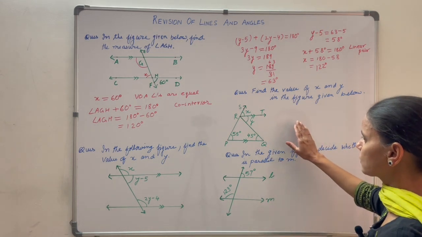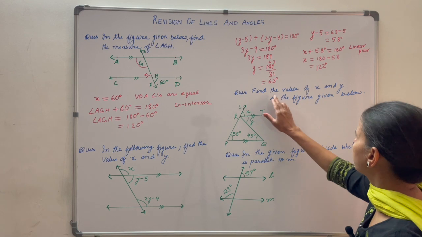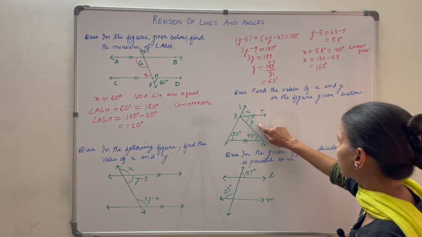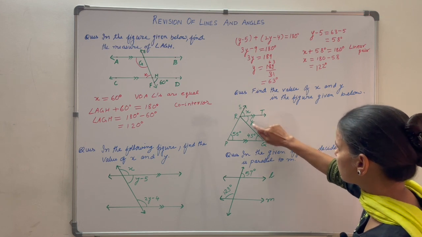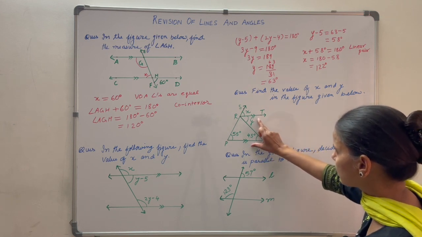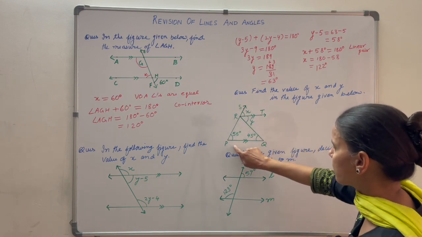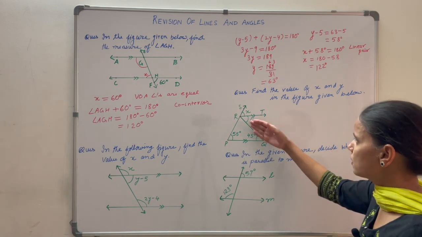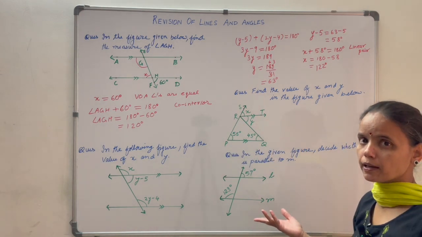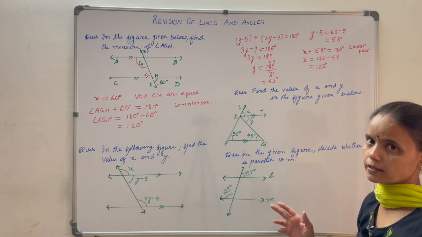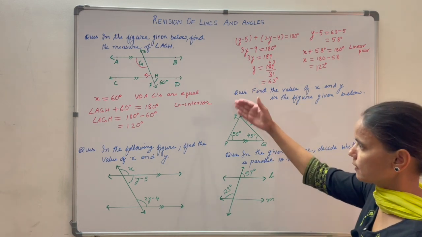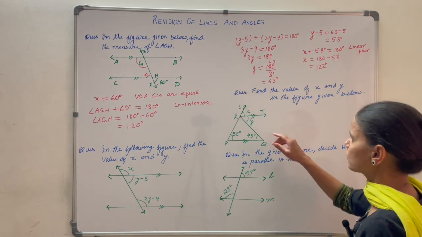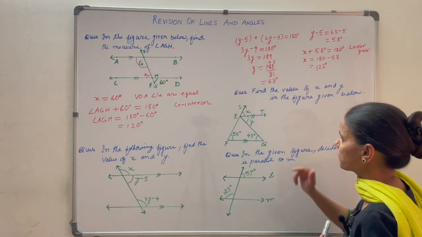Now let us take this question. Find the value of x and y. You have to find x and y in the figure given below. So here also you can see they have made this symbol. That means these two lines are parallel. RT is parallel to PQ. So each pair of corresponding angles and alternate interior angles are equal. Angles on the same side of the transversal add up to 180 degrees. That's what we have used here also. So let us see which one out of these we can apply here.